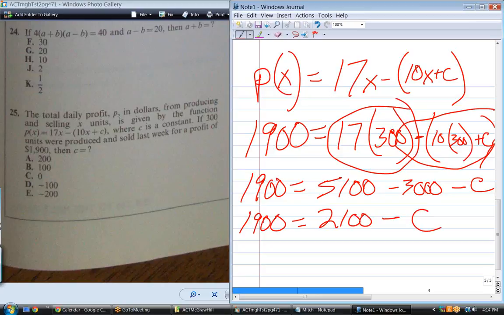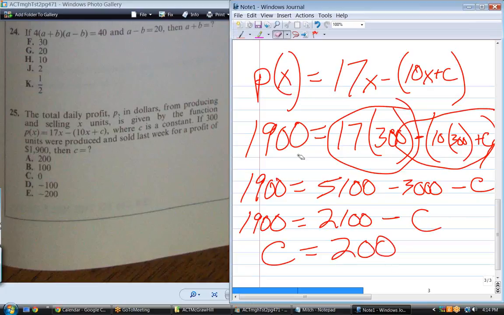Now you move 2,100 over the other side. Okay. I actually prefer to keep all positive signs. So just move 1,900 over the 2,100 and then move C over to the other side. And now in one step, we've got our answer without any nasty negative signs.